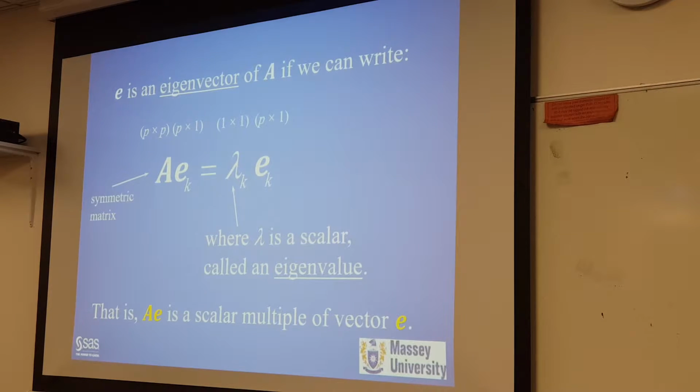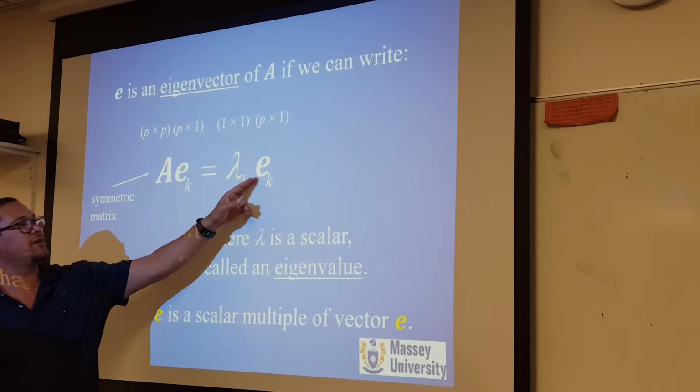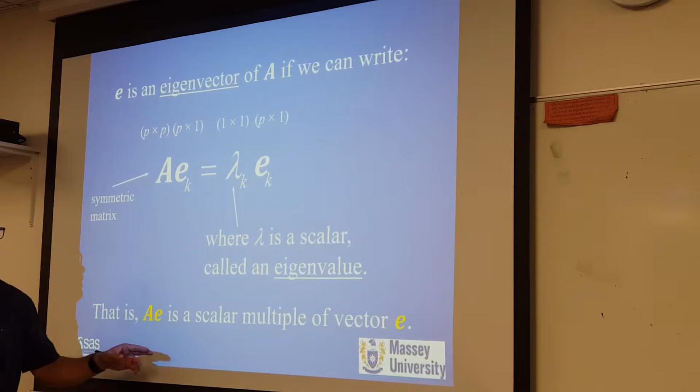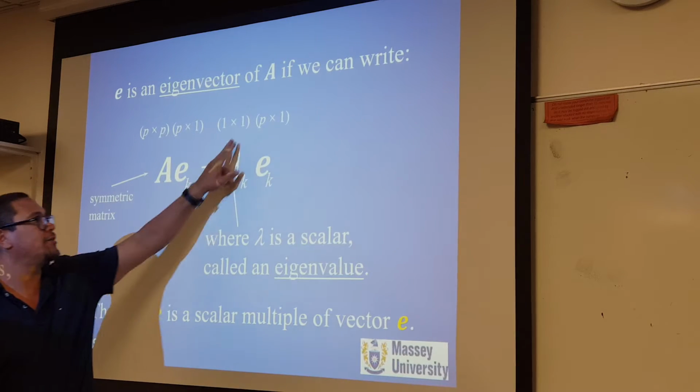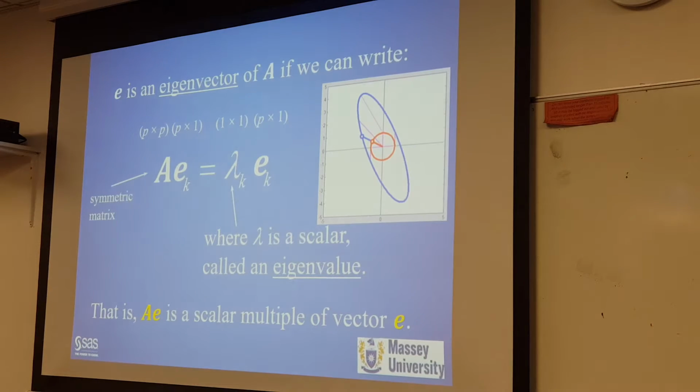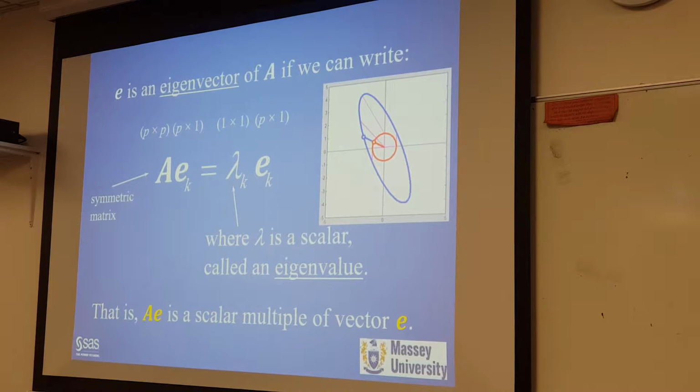Right? So what we know, A times E is equal to lambda times E. So A times E is a scalar multiple of the vector E, right? And that scalar is this value here. Okay, so that's what we're saying here, in this example.